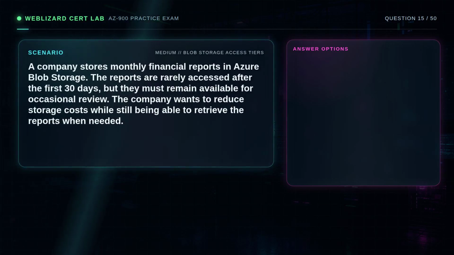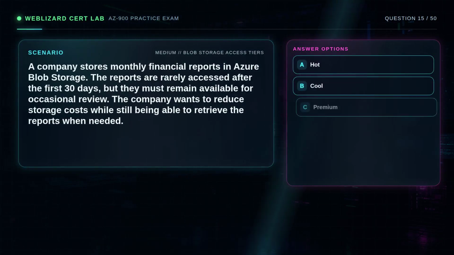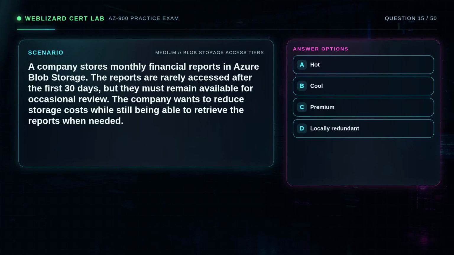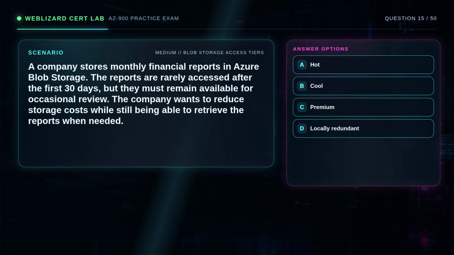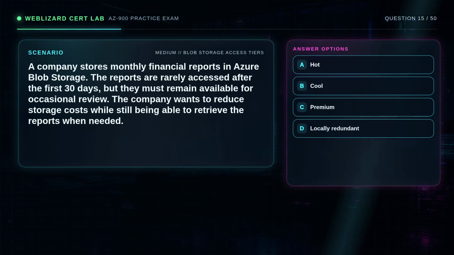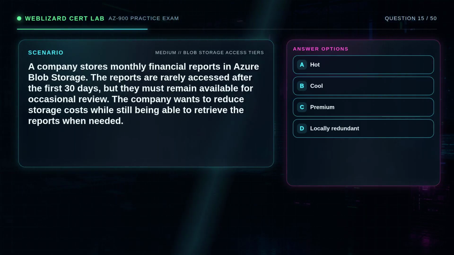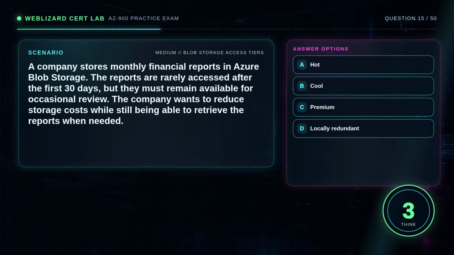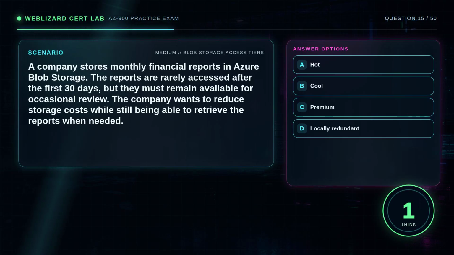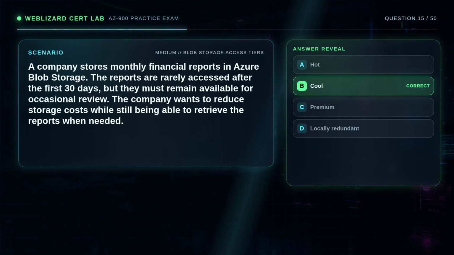Question 15. A company stores monthly financial reports in Azure Blob storage. The reports are rarely accessed after the first 30 days, but they must remain available for occasional review. The company wants to reduce storage costs while still being able to retrieve the reports when needed. A. Hot. B. Cool. C. Premium. D. Locally redundant. The correct answer is B.